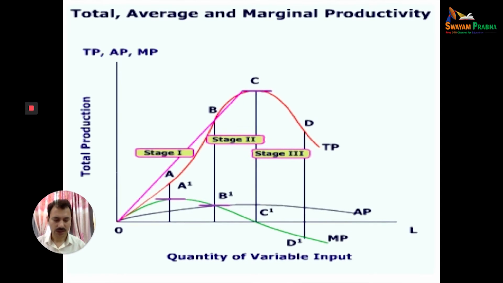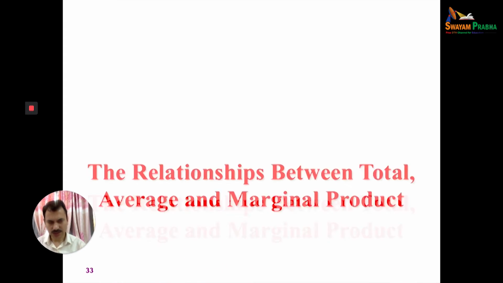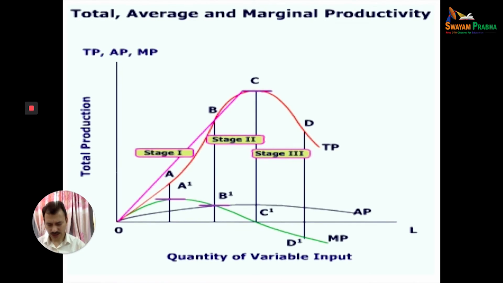In this stage, marginal product is positive. So let us discuss briefly. You can say in the first stage, AP, MP, TP with variable factors, with variable input, reflect increasing efficiency of labor.